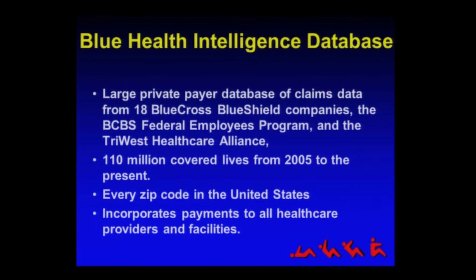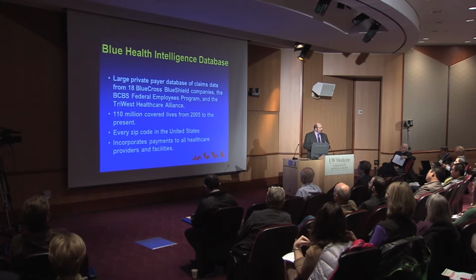And the way we have access to this is a couple of years ago, Blue Cross decided to spin off their database as a separate profit center. So for a very large amount of money, they will actually let you ping their database. You have to tell them what you're looking for, and they'll look for you. But it's a lot of patients. There's 110 million covered lives in this database from 2005 to the present. It's every zip code in the United States, and it incorporates all payments that Blue Cross made for patients.